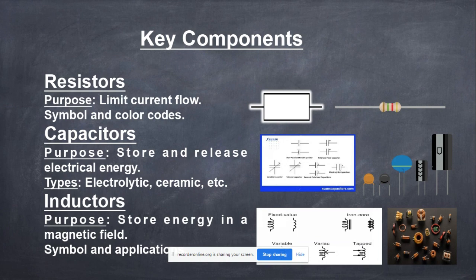So another one is symbol and application. The symbol, this one is a fixed value inductor, and this one is variable, and this one is also iron core. Transformers also came from this kind of inductor, and another one is variac, and another symbol is tapped. So this is the pictorial view of inductors.